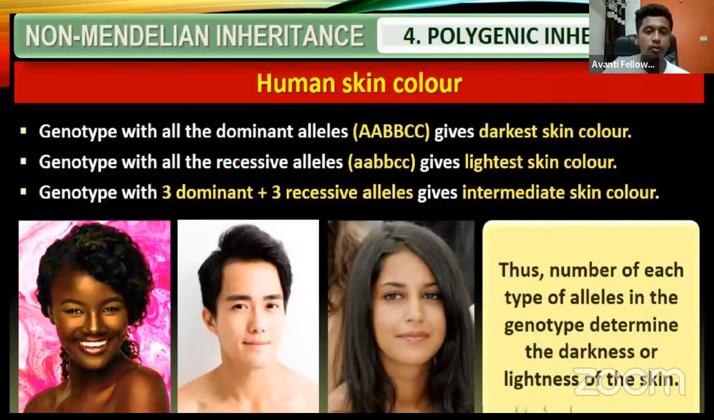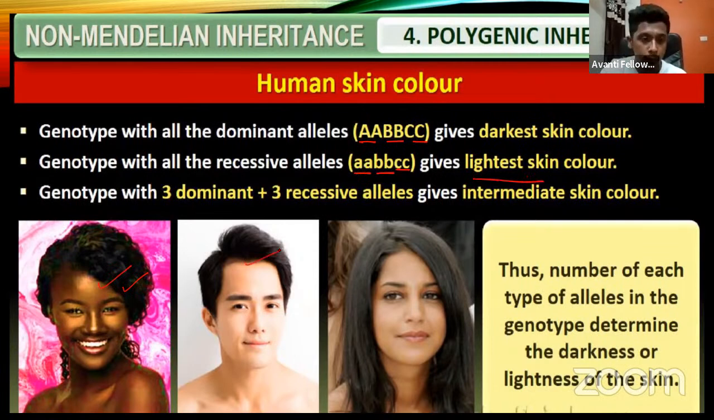So how does an individual get the darkest skin? You can see that alleles always come in pairs. If all the dominant alleles, that is capital A, capital A, capital B, capital B, capital C, capital C, exist together, and all of them are in the dominant forms, that means they express more and more of these pigments. Then we have the darkest skin color. Similarly, some people are extremely fair. How are they extremely fair? They have small a, small b, and small c. Whenever we have all recessive alleles, which do not produce any pigments, they get the lightest skin.